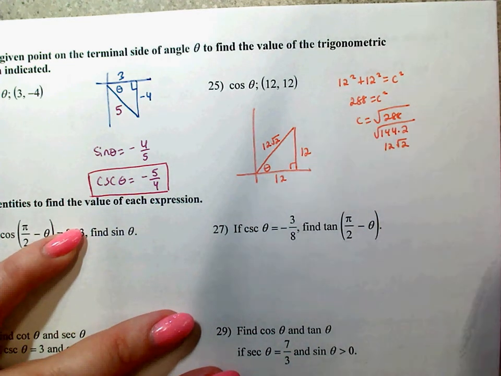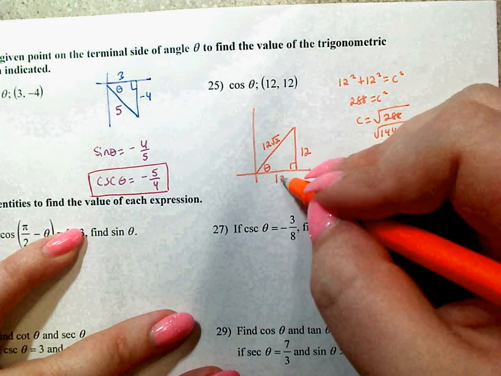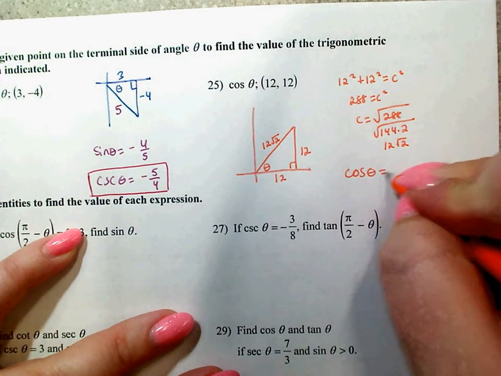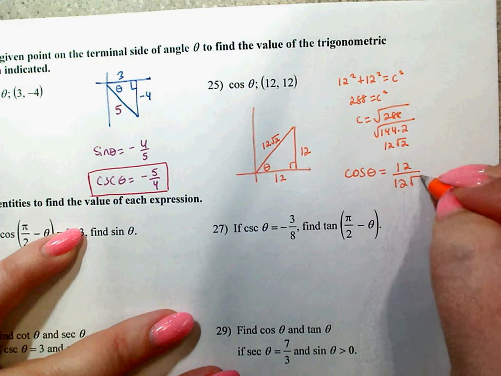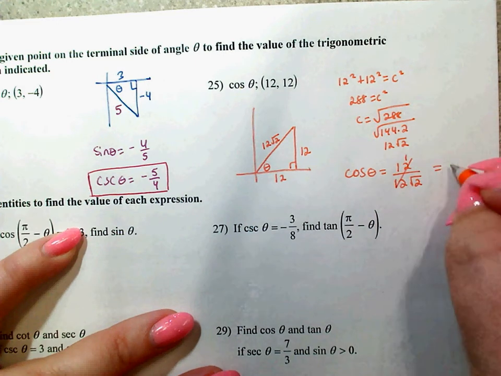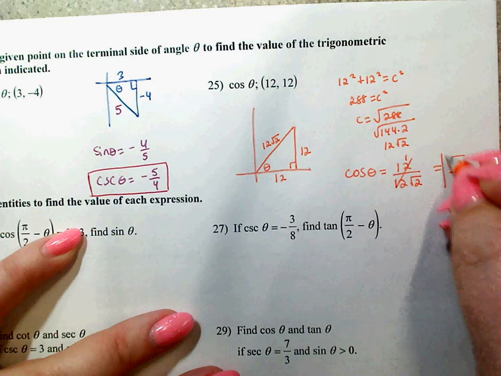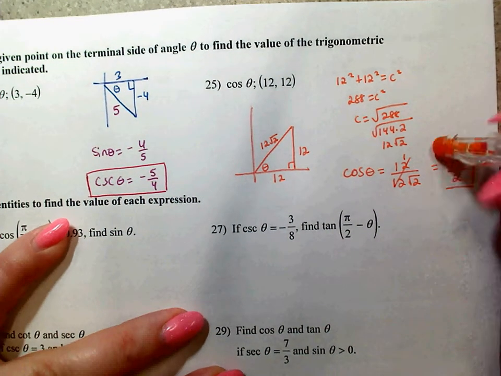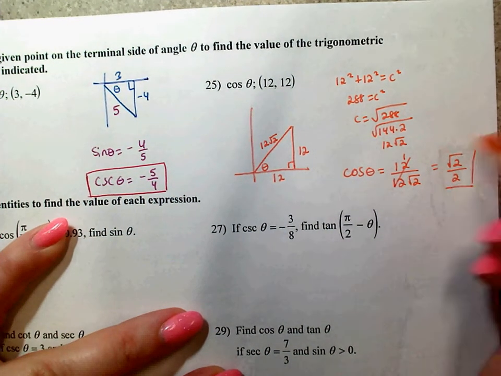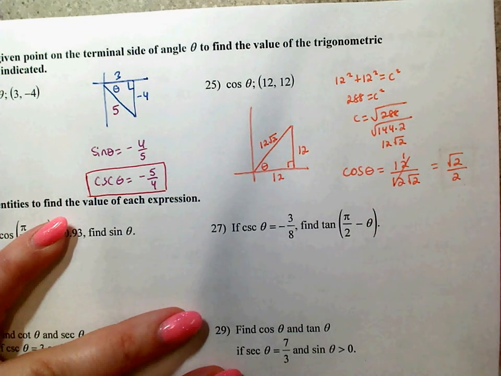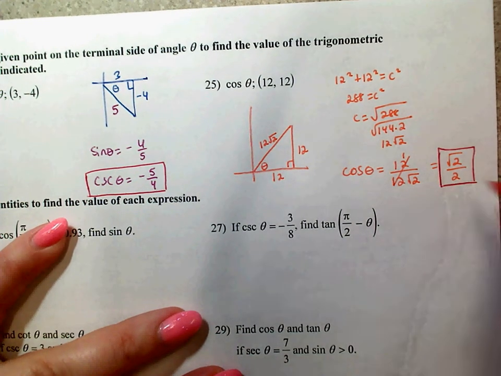So I want cosine. Cosine of an angle is adjacent over hypotenuse. So cosine would be 12 over 12 root 2. The 12s simplify out. I'm going to rationalize though. And so my final answer is square root of 2 over 2, which shouldn't be surprising considering it is the 45-45-90 in the first quadrant, and cosine is square root of 2 over 2 there. Okay.